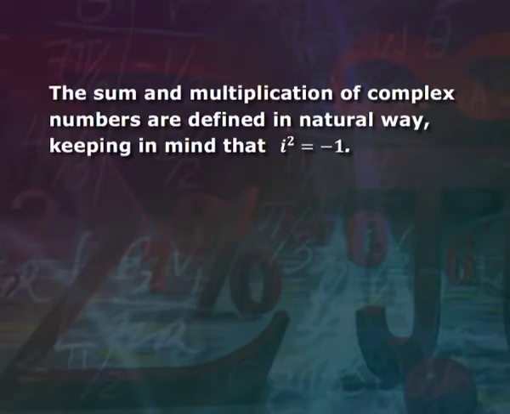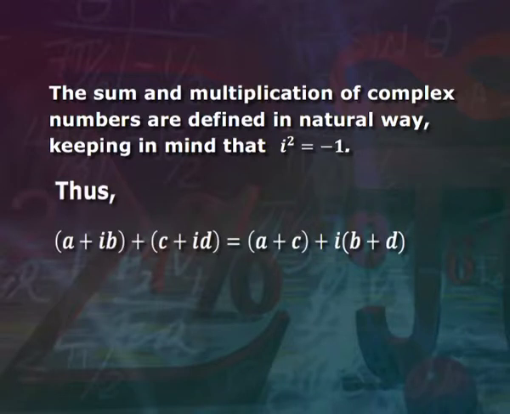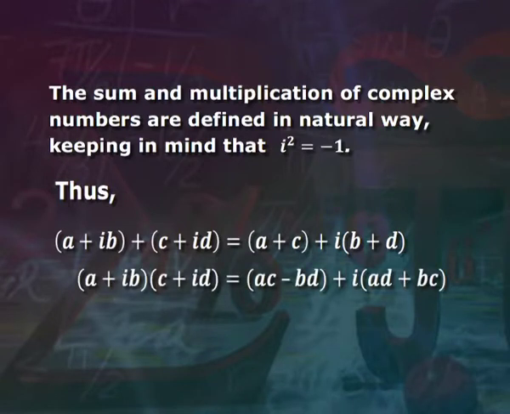The sum and multiplication of complex numbers are defined in a natural way, keeping in mind that i square is equal to minus 1. Thus, (a plus ib) plus (c plus id) is equal to (a plus c) plus i times (b plus d), and (a plus ib) into (c plus id) is equal to (ac minus bd) plus i into (ad plus bc). Note that we have used that i square is equal to minus 1.